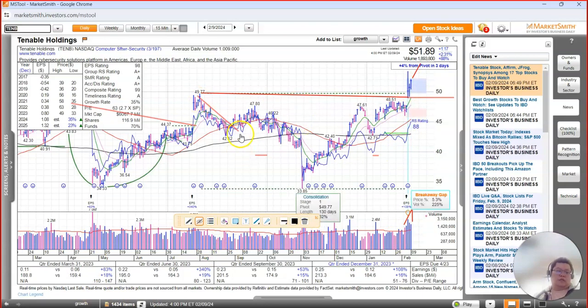So this is where I'm kind of mixed, right? A lot of stocks are extended, but yet there's a lot of stocks breaking out, showing really strong technical action.